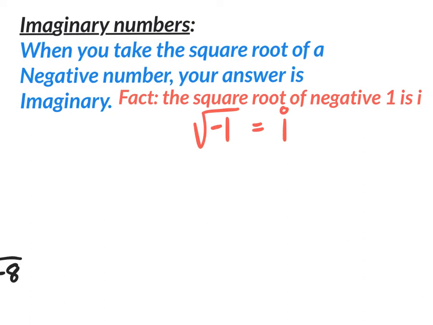So here's a little video on explaining imaginary numbers, one of the many things we need to learn today. When you take the square root of a negative number, your answer is imaginary. Fact: the square root of -1 is i. Once again, the square root of -1 is the letter i.